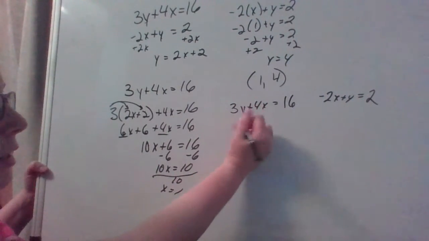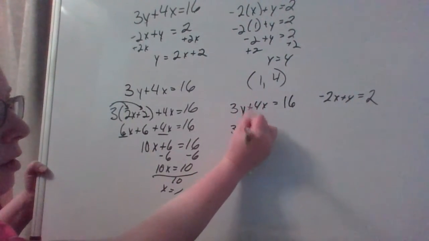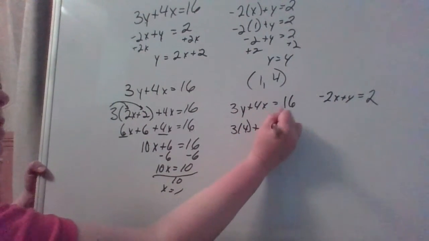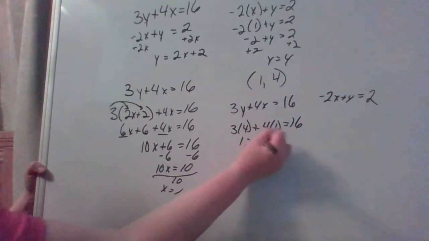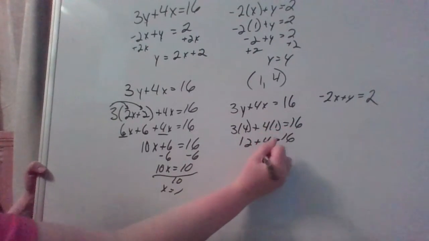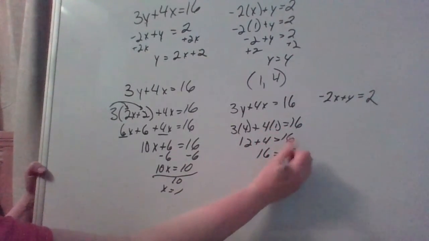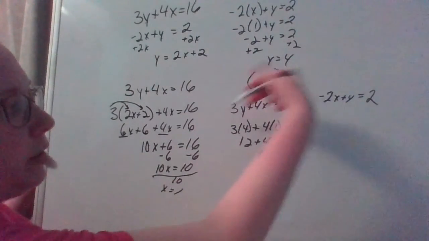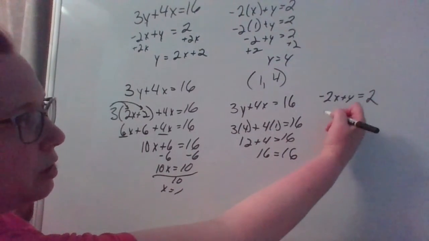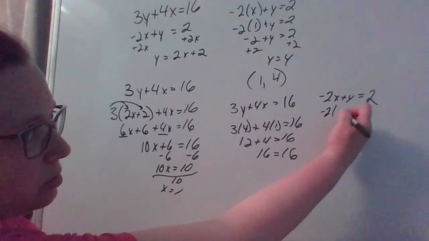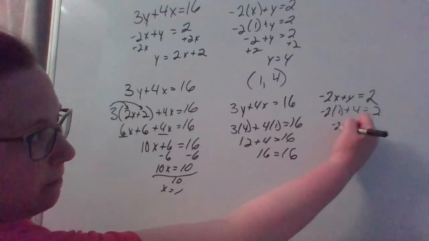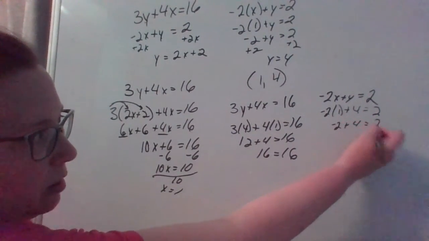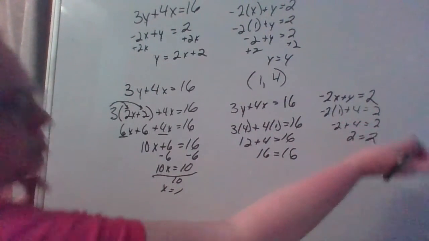Always remember, put your second number in for y, first number in for x. And that one works. So 1, 4 is the solution to this equation. Check it out in this equation. And look at that. That's also true.